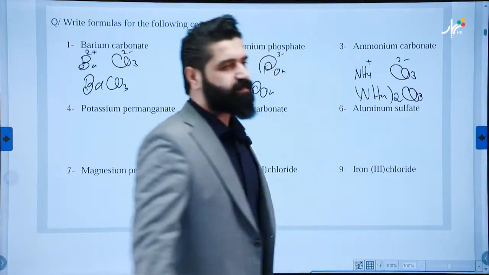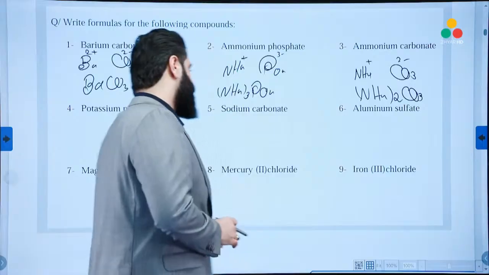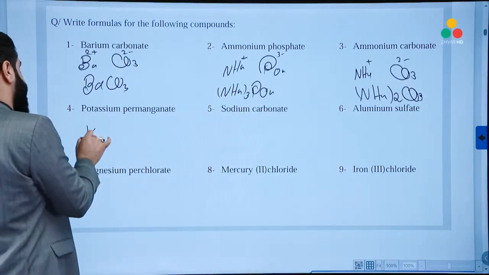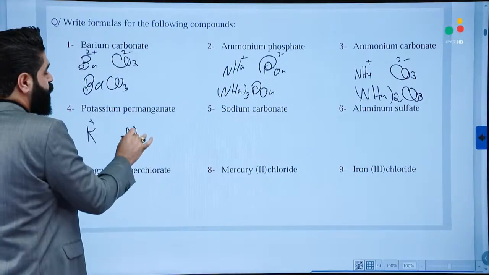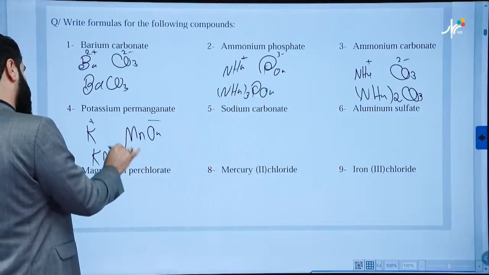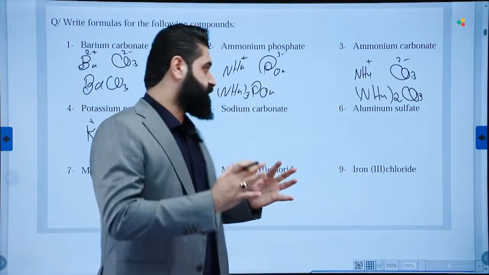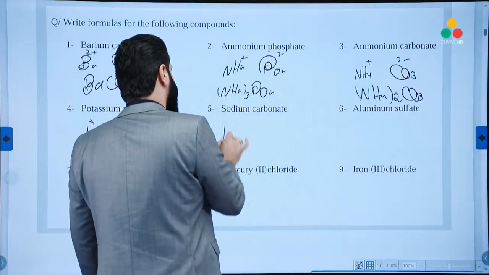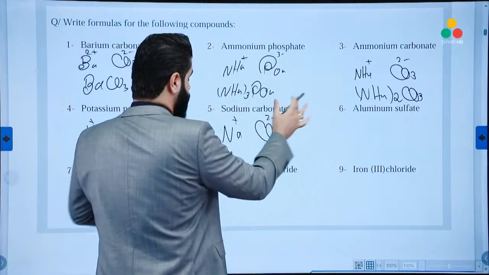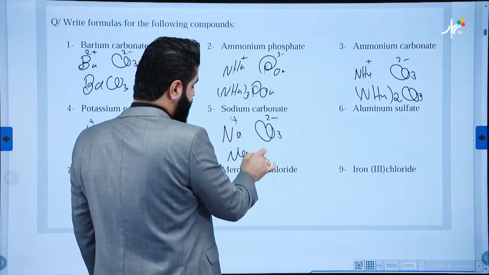I know the overall charge must be 0, but we learned this kind of thing in chapter 7. Okay, potassium permanganate. This is potassium, okay? Permanganate is MnO4, -1. The overall is KMnO4. One by one, just combine them. Sodium carbonate, sodium is Na, +1, carbonate is CO3 -2. 2 to here will become Na2. 1 here, CO3.